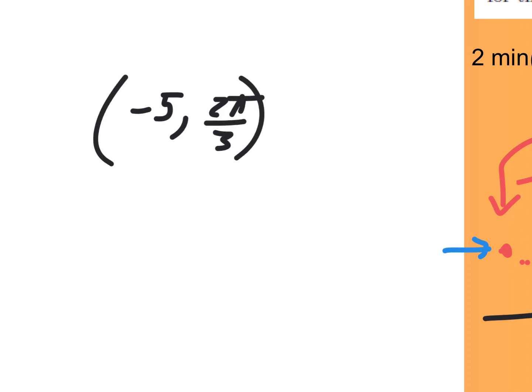I just want to make sure that you get this. Negative 5 comma 2 pi over 3. This is a place. It's only one place. But the only reason I use the shadow point is because it's really hard to do this right off the bat without changing this to a positive.